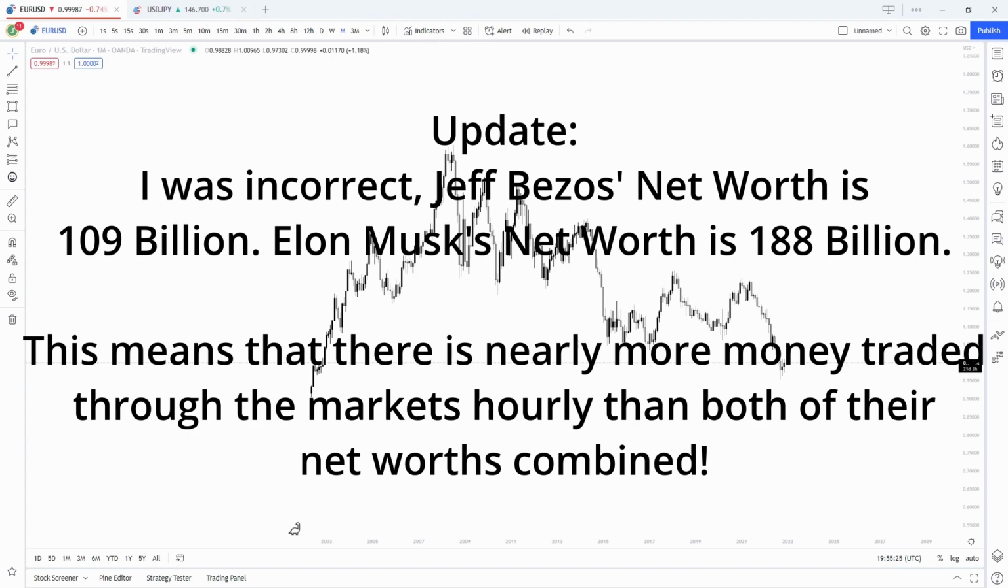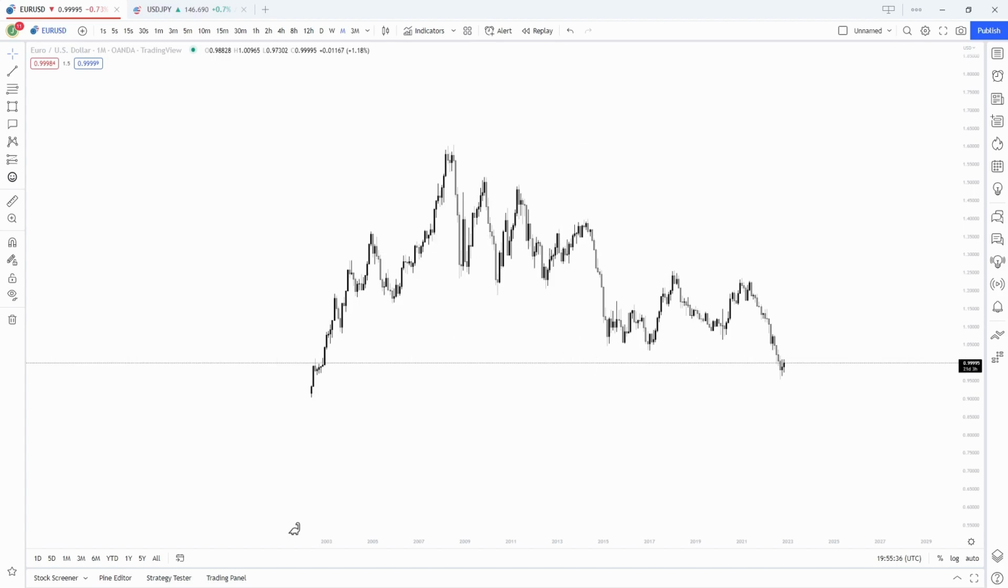But let's just imagine that every single hour, Jeff Bezos traded his entire net worth in the market, every hour for 120 hours straight. That is just to put into context the vast amount of liquidity that is pumped through the markets. So now that we can try to comprehend the sheer size and the sheer mass of liquidity and volume of money that is traded through the market, we can introduce another fact.